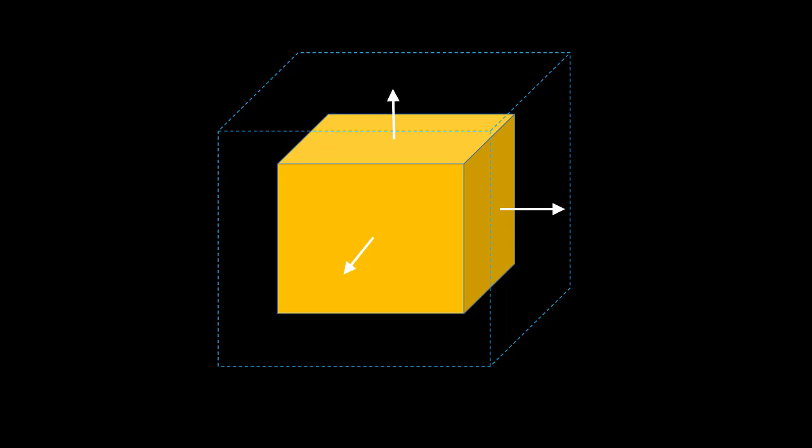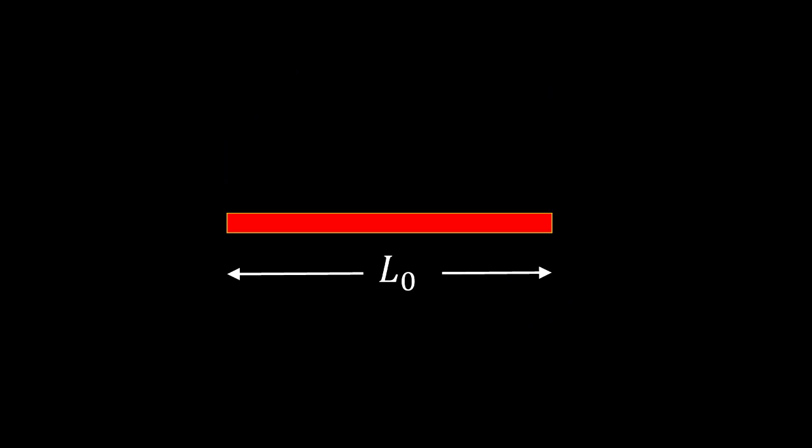Material objects are three-dimensional and expansion is in 3 dimensions, but we start by looking at expansion in 1 dimension, which we call linear expansion. In many cases, we are only interested in the expansion or contraction in 1 dimension, for example, the length of a rod. Here is a rod of initial length L0.